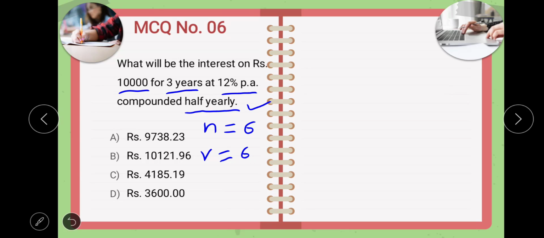So in the formula for compound interest, you have to use n is equal to 6 and r is equal to 6. It means in the bracket, what is the value? 1 plus 6 divided by 100 bracket raised to 6. It means 1.06 bracket raised to 6. So use the calculator to calculate this, and the answer of this will be multiplied by the principal. So 10,000.